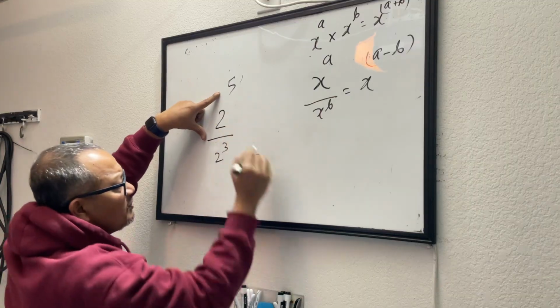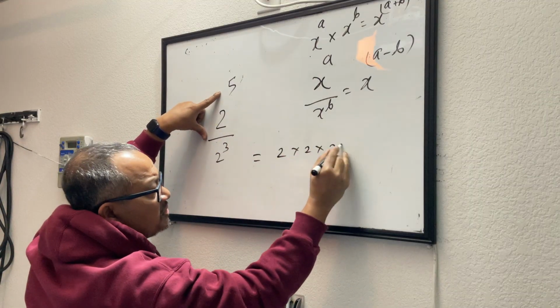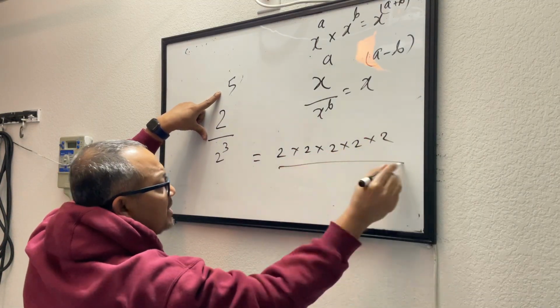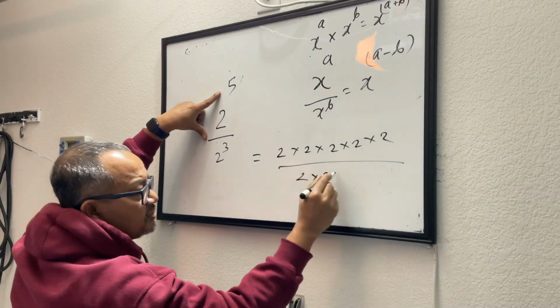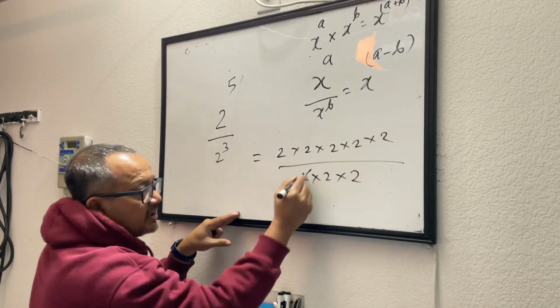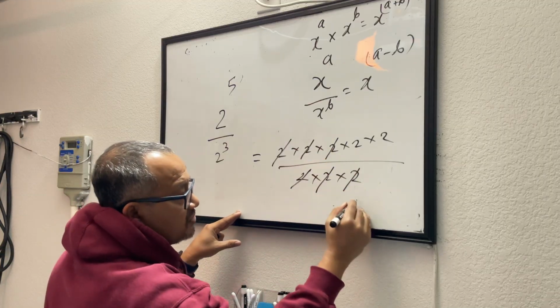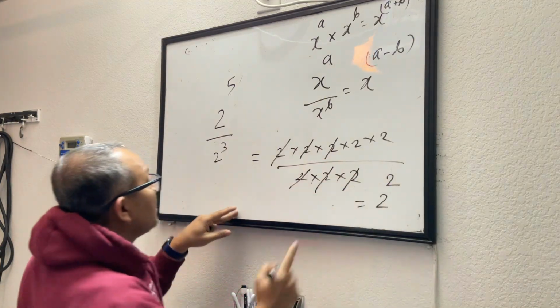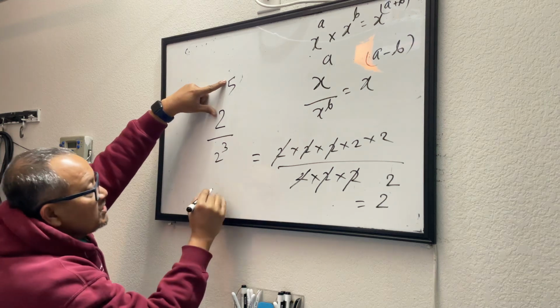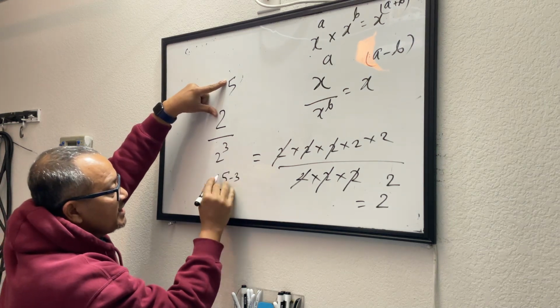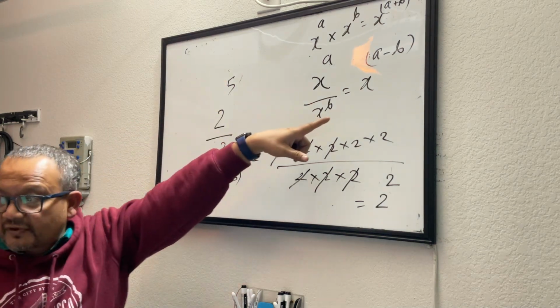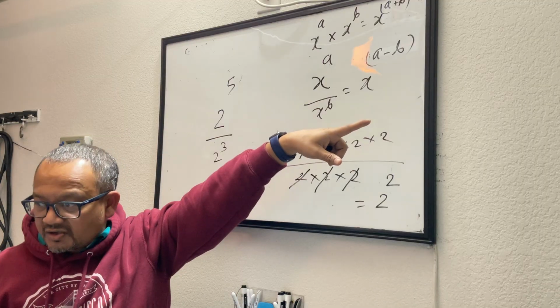2 to the power 5 is what? 2 into 2 into 2 into 2 into 2, 5 times. 2 to the power 3 is 2 into 2 into 2. Time to play tic-tac-toe. This 2 and this 2, tic-tac-toe. This 2 and this 2, tic-tac-toe. What are we left with? 2 to the power 2, which is the same as 2 to the power 5 minus 3. So this is the second rule of exponent. Are you guys with me so far?